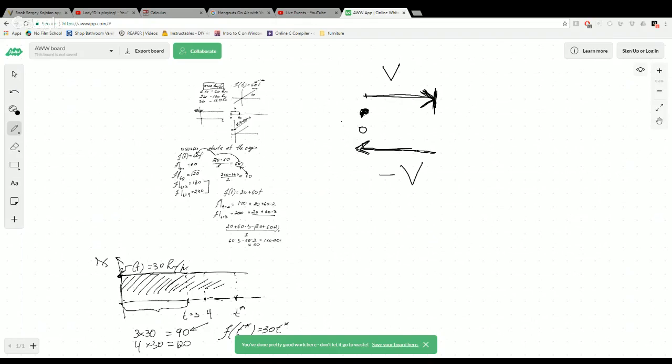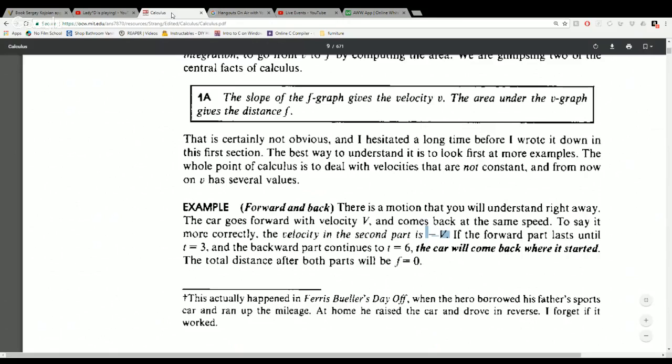Right? It should take you 3 more hours if your velocity is not changing. Notice this velocity is not changing. It's still v. It's the direction that's changing, but the speed is still the same. So if it took him 3 hours to get here, and if he's going to turn around and travel at the same speed, then after 3 hours, he'll end up where he started. Okay. So the total distance after both parts will be f equals 0.